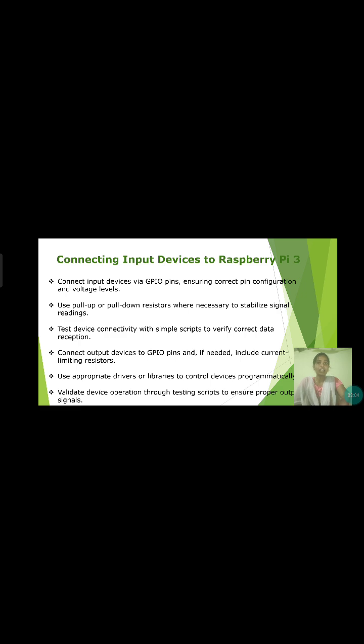Connecting input devices to Raspberry Pi 3. We connect input devices via GPIO pins, ensuring correct pin configuration and voltage levels, and also using pull up and pull down resistors where necessary for stabilizing signal readings. We test device connectivity with simple scripts to verify correct data reception. And there are also output devices.